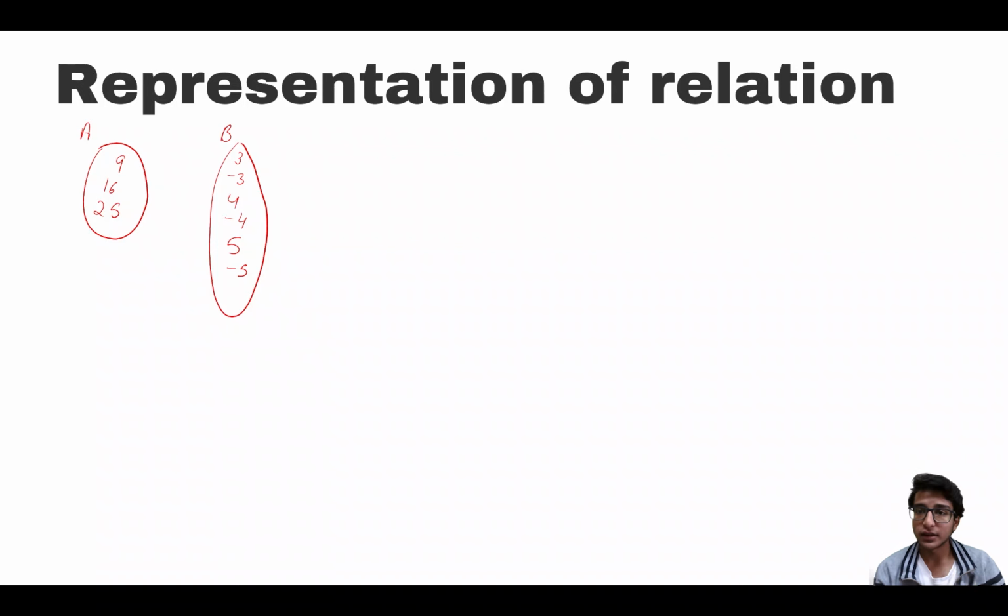Now for a relation, again, it is going to be a subset. So first of all, what I'm doing is defining a condition, that B square is equal to A. That means 9 would be mapped to 3, 9 would be mapped to minus 3, 16 would be mapped to 4 and 16 would be mapped to minus 4, 25 would be mapped to 5 and 25 would be mapped to minus 5. So these are the only cases. I'm mentioning this condition here that B square is always equal to A.